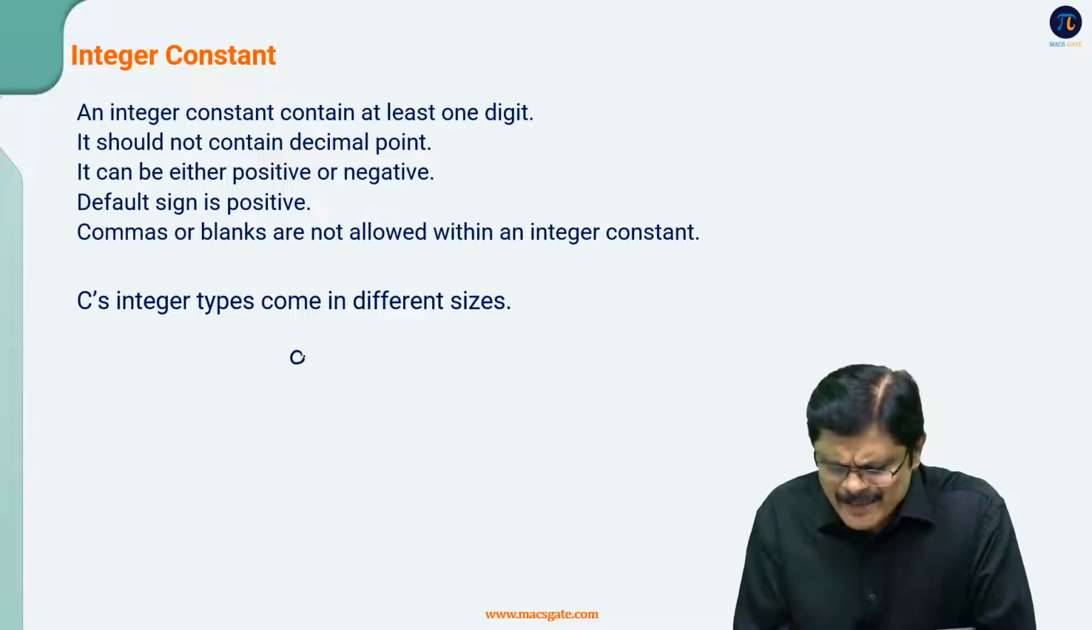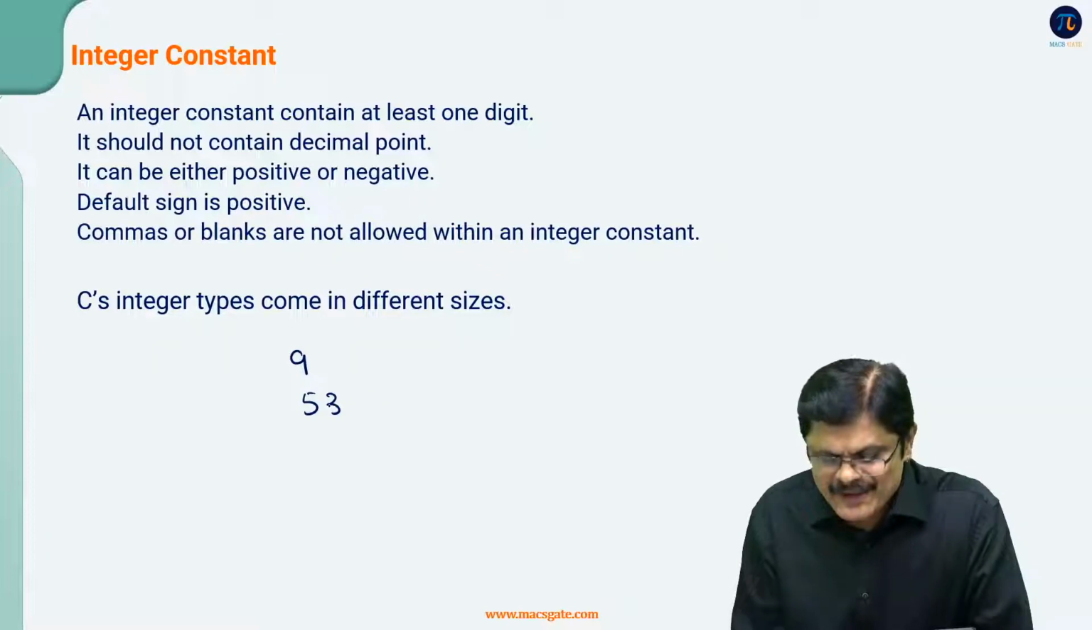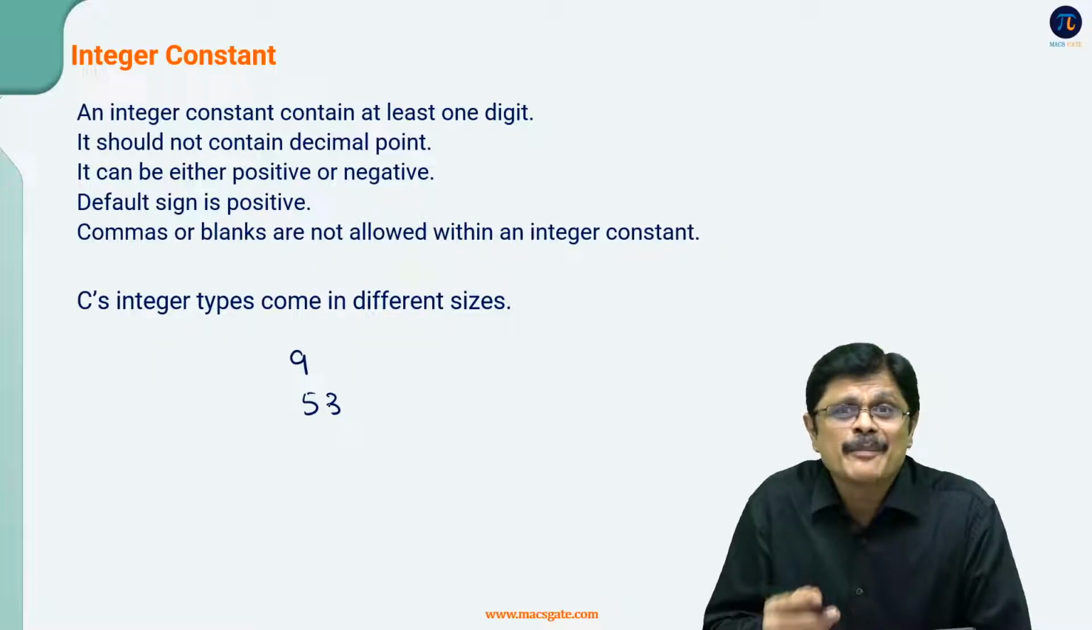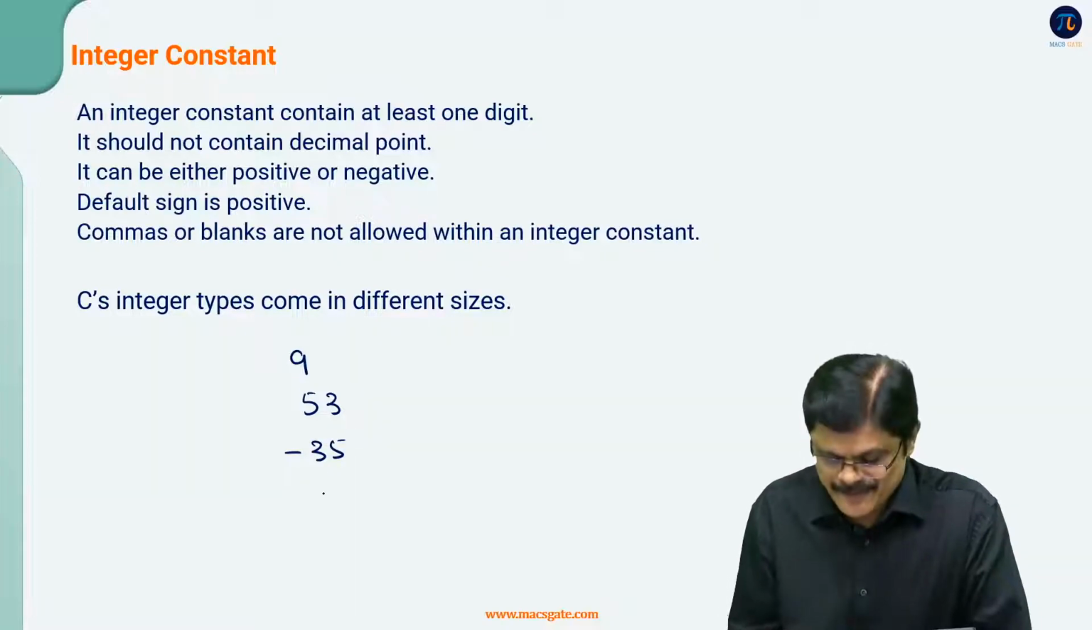So, we can take some examples for integer constant. This is an integer constant. Even this is an integer constant. If you do not put any sign, by default it is positive. We can also have negative integer constants.